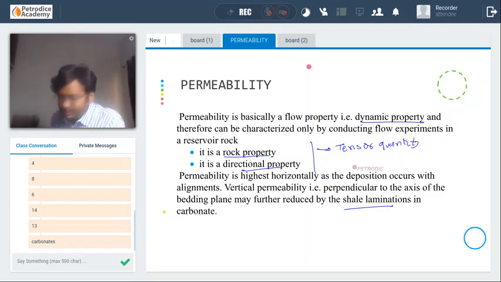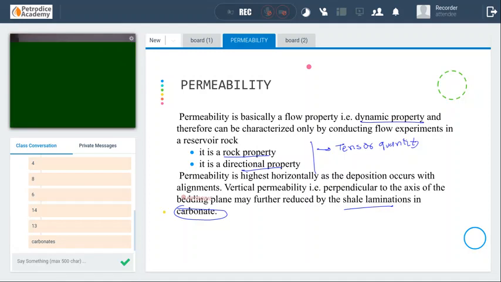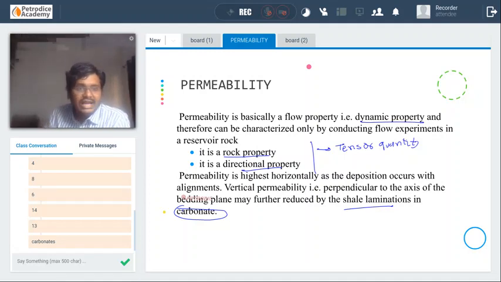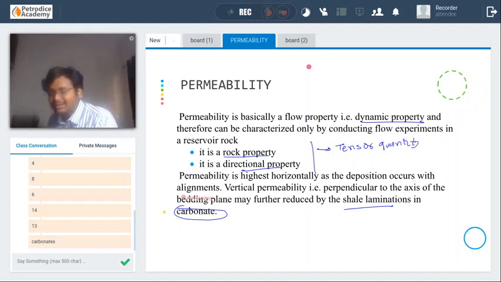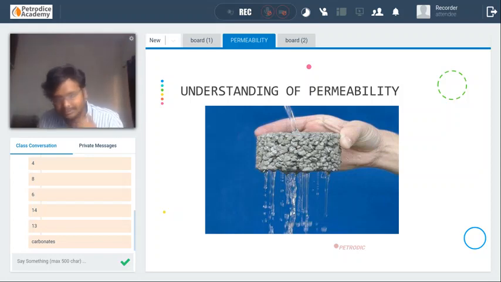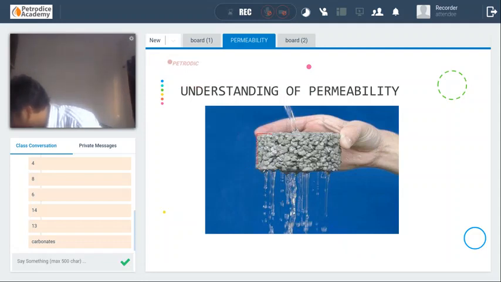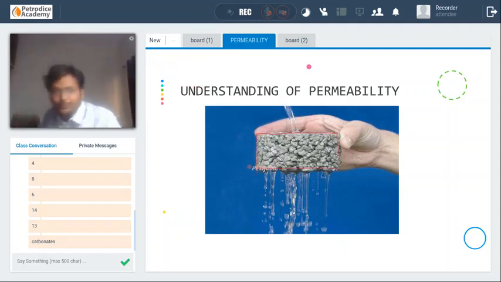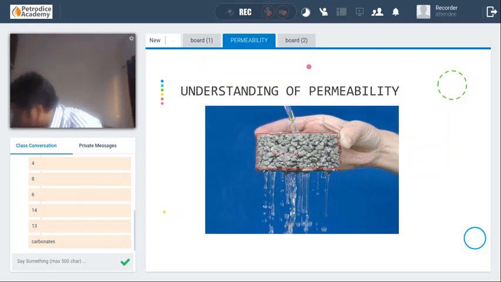And not only in sandstones, even in carbonates, we don't have a granular system. We have a crystal system. In carbonates, the vertical permeability will be reduced mainly due to shale. Okay, if you can see here, this is the rock system. Due to the presence of the effective pores inside this rock system, it allows the fluid we are pouring to flow through it.